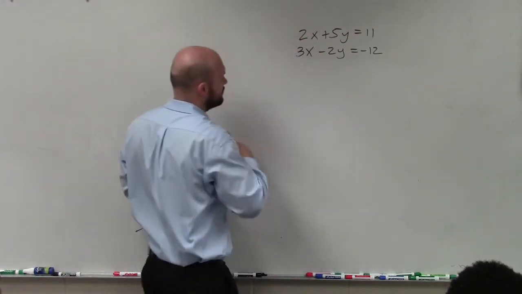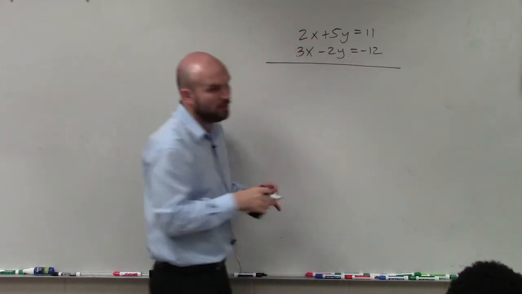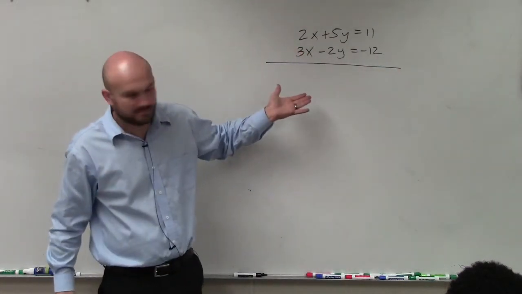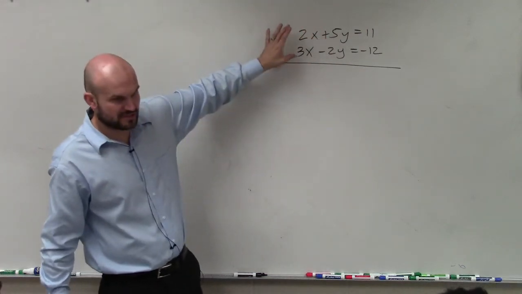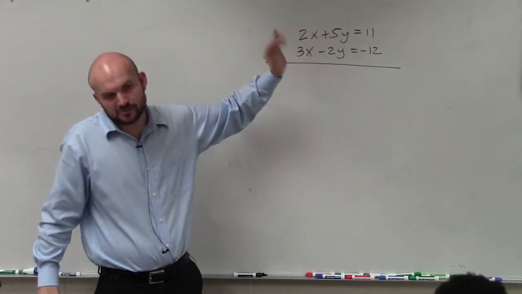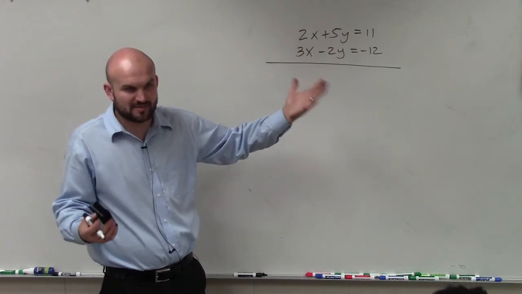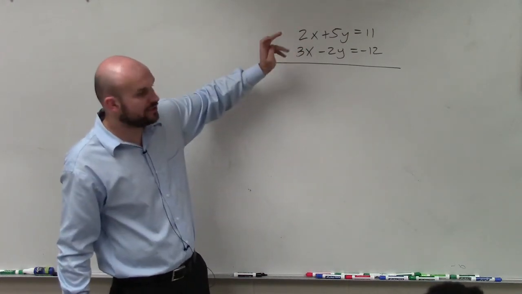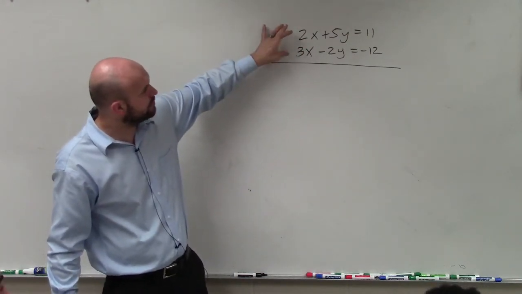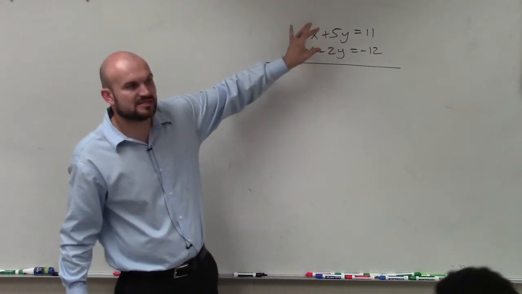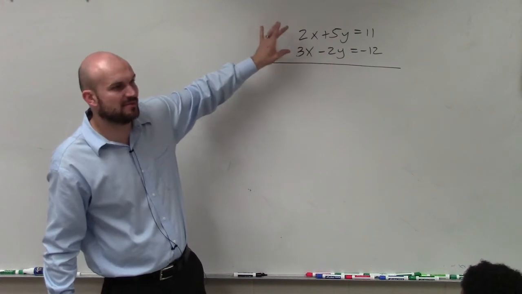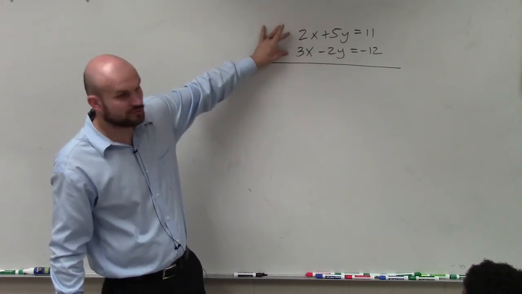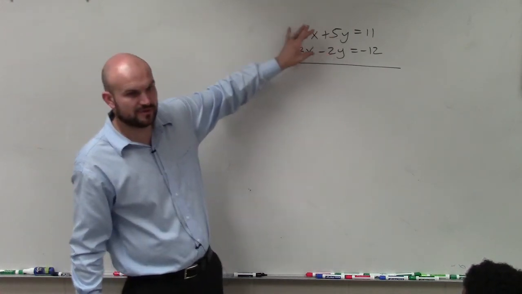So the problem is, when we're doing elimination, the coefficients have to be the same. Once the coefficients are the same, you can add or subtract them to get them to be 0. So what we want to do is determine which coefficients have the smallest common multiple, or the smallest common number that they both divide into. Do 2 and 3 or do 5 and 2? Which one? 2 and 3.